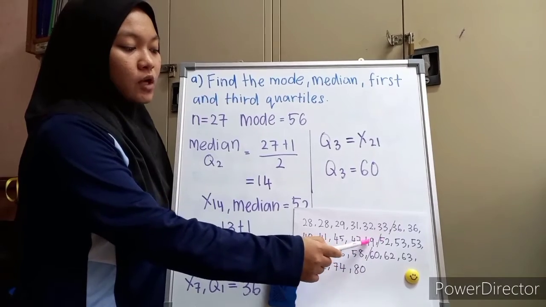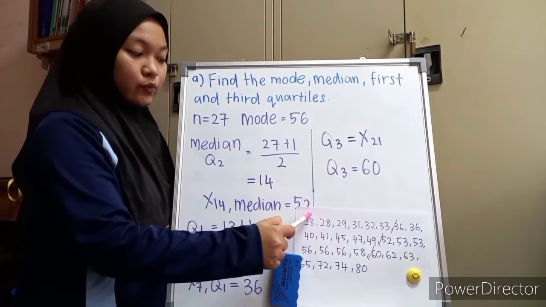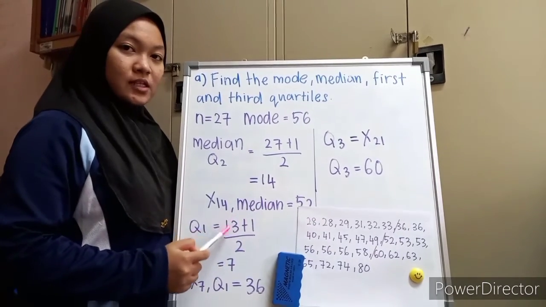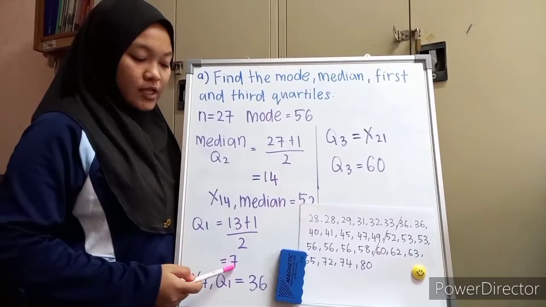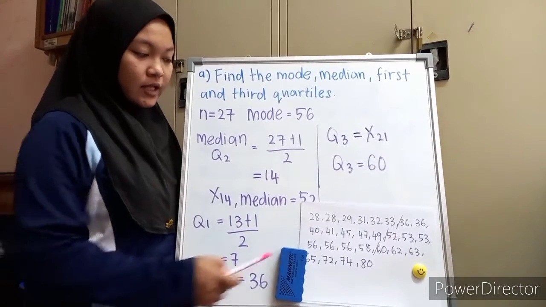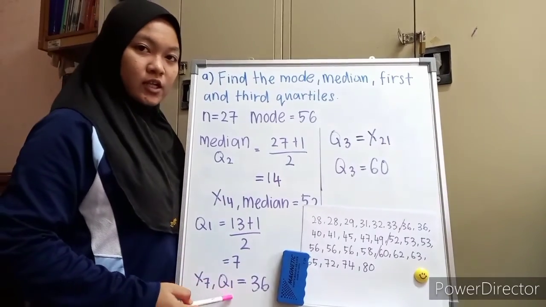For the first quartile, we take the numbers from this diagram which are before the median. We count the numbers from here until here, which is 13. Because 13 is an odd number, we plus 1 and divide by 2, and we get 7. The 7th data here is 36. The first quartile is 36.